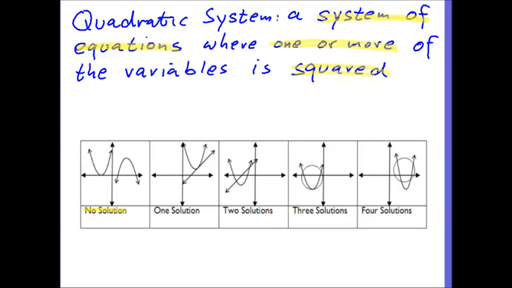In the next picture, we see a parabola, and that parabola touches at the very bottom, not right at the vertex, but very close to the vertex, touches a linear equation. And this is a system. It's a linear quadratic system, so it's part of the quadratic systems. This one has one solution.